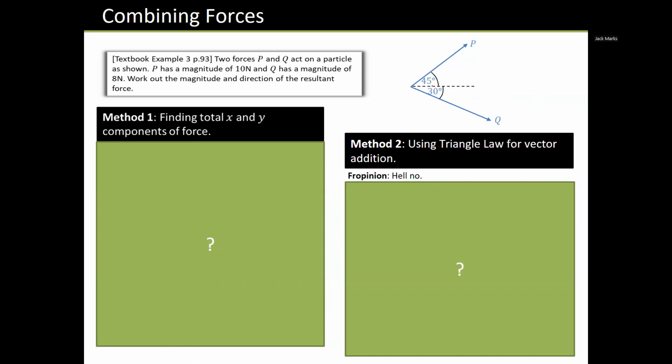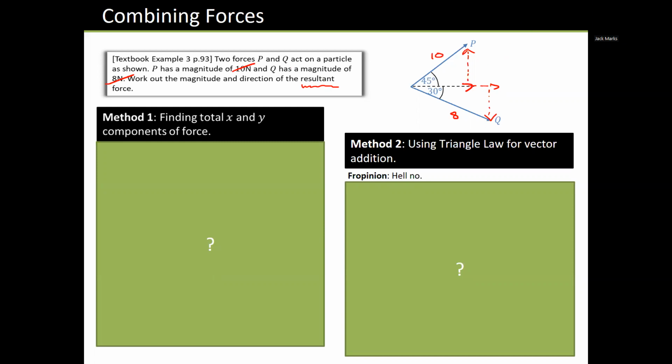So I'm going to do my triangles as before. Maybe we'll just go like this. So for P, I've got, well, I don't know what it is. Let's read the question. Two forces, P and Q, act on a particle. P has a magnitude of 10. There we go. And Q has a magnitude of 8. Work out the magnitude and direction of the resultant force. Okay. Yeah, and magnitude and direction, they're pretty much as standard. Want you to find the resultant first in these questions. But yeah, here it's spelled out for us.